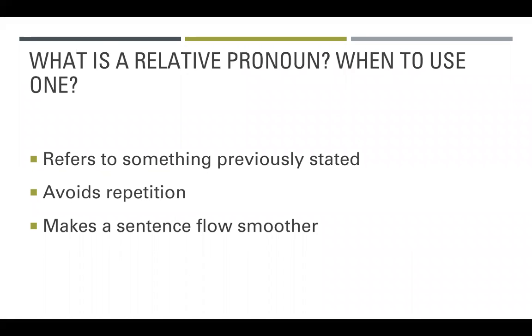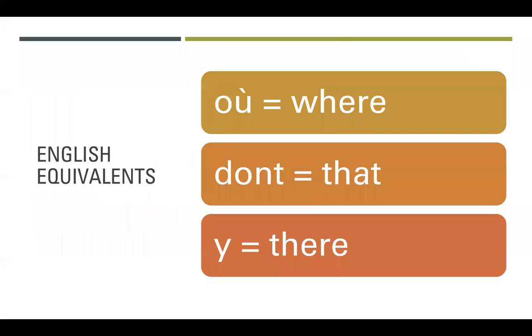So what is a relative pronoun and when to use one? It refers to something that's previously stated in the sentence, and it's used to make the sentence flow smoother and avoid repetition. So the English equivalents of the relative pronouns où, dont, et y are where, that, and there.